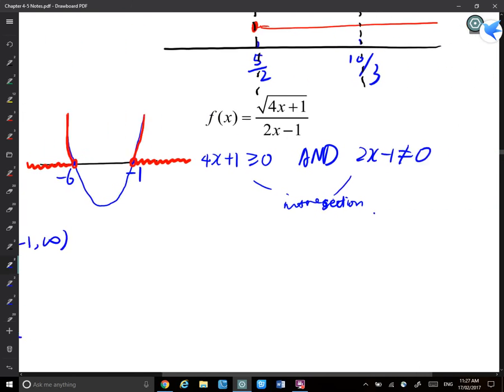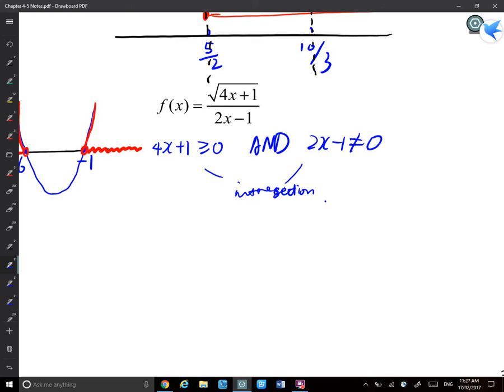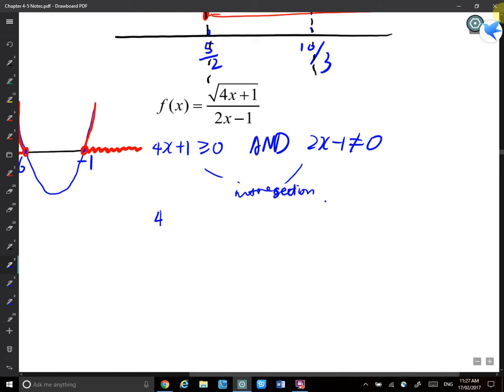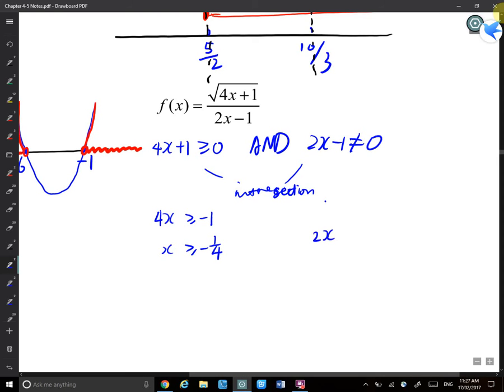Okay, next one. Next one is 4x plus 1 greater than 0 and 2x minus 1 not equal to 0. So I have 4x greater than or equal to -1, and x needs to be greater than or equal to -1/4. And at the same time, 2x cannot be 1, so x cannot be a half. Okay, write it up: 2x can't equal 1, x cannot equal a half.